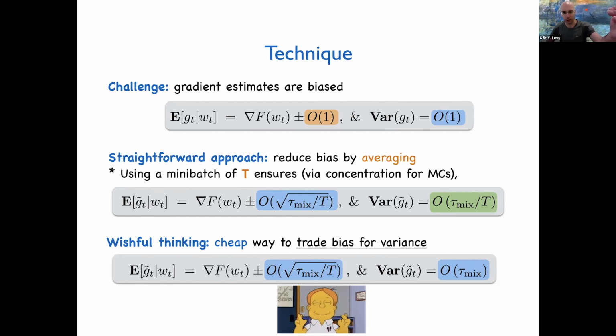So the bias of the original estimate is O of 1, and we would like to get a bias of the square root of tau mix divided by T, because that's the optimal error that we aim to get. But we're willing to compromise. We're willing to suffer an increase in the variance. Apparently, if the variance increases up to the value of the mixing time, then it's fine. So we wish we could have a way to trade off the bias to a small bias and pay by increasing the variance by a factor of the mixing time.